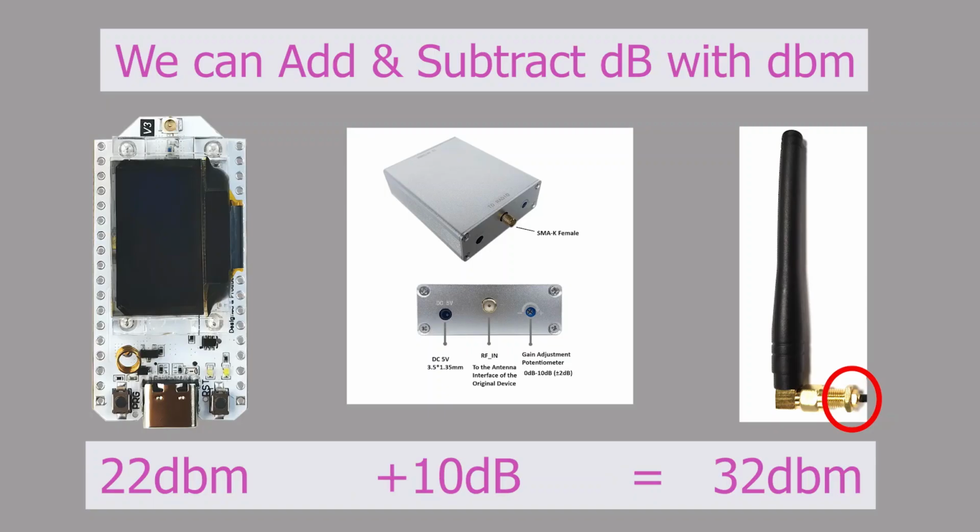Here is an example. LTEC V3 is transmitting at 22 dBm. Its output goes to a 10 dB power amplifier. So the output of the 10 dB amplifier will become 32 dBm at the input of the antenna, which is 22 dBm plus 10 dB. Simple arithmetic.